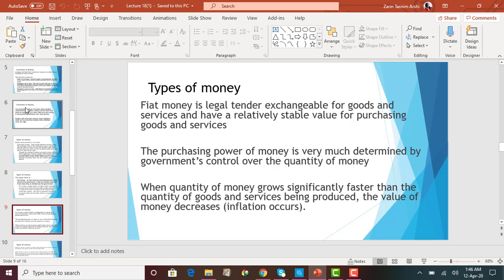Now, the purchasing power of money is very much determined by the government's control of the quantity of money supply. Basically in the economy, the government or the Fed controls the money supply, and that ultimately determines the purchasing power of money. So when the quantity of money grows significantly faster than the quantity of goods and services, then we have inflation. Again, what that means is if the money supply increases more than goods and services, then we have inflation, and the value of money decreases. Basically, the purchasing power of money decreases.